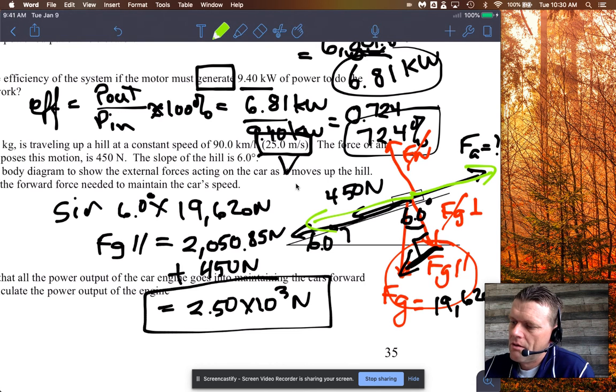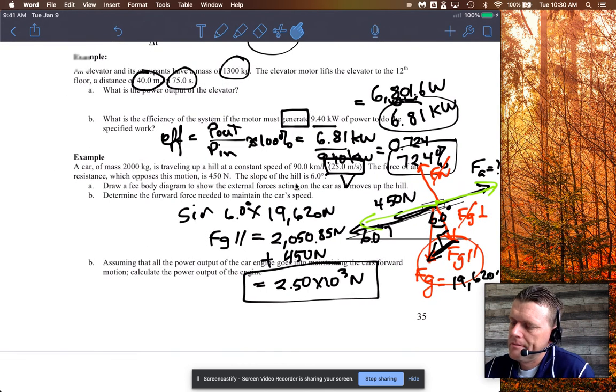Okay, so a little bit of work there, but the point is that you could find what the force uphill would be, the forward force we needed to maintain the car speed. Now, this last question is actually one that deals with calculating power if you're moving at a constant speed. So now that we know the force, it says, assume that all of the power output goes into maintaining the car's forward motion. Calculate the power output of the engine. So we're just assuming that it's basically 100% efficient.